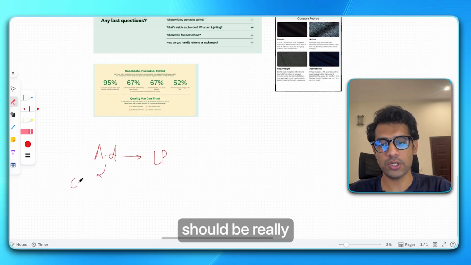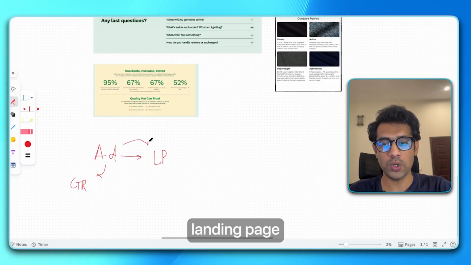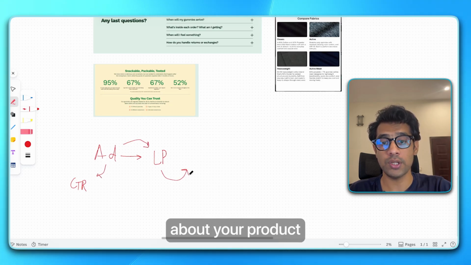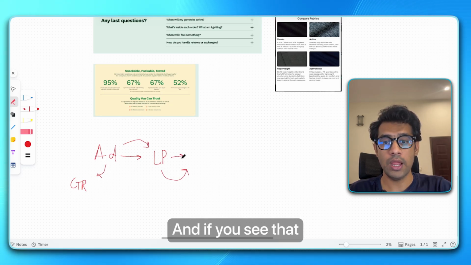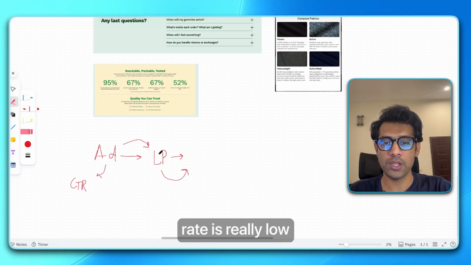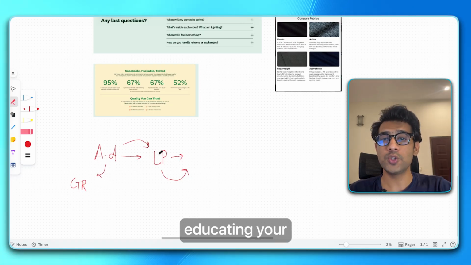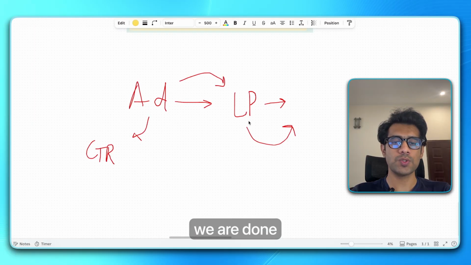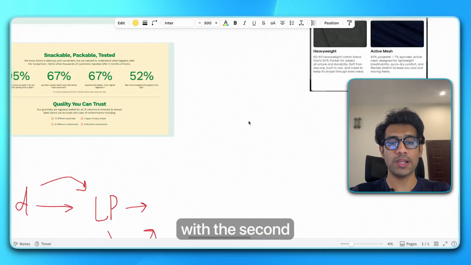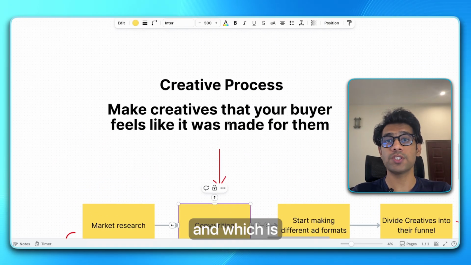That means your CTR should be really, really high. That means more people start coming towards your landing page, and once they come to the landing page, they have enough education about your product so they can start converting. And if you see that your conversion rate is really low, that means you are not educating your buyers enough. So once you are done with the landing page, let's come to the second thing that is really, really important, which is the creative process.